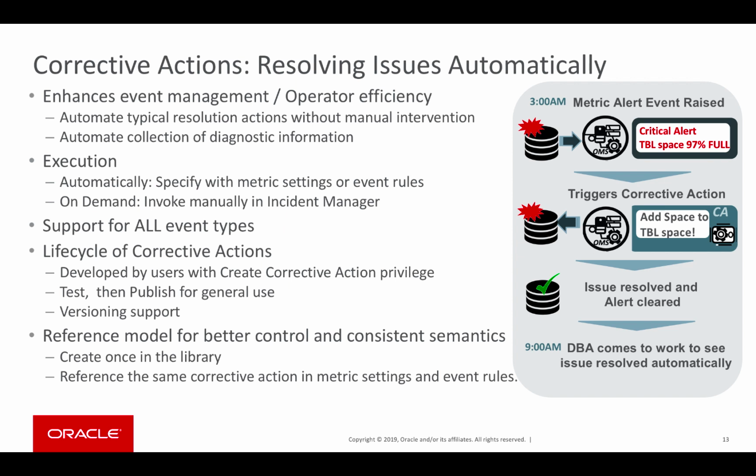So to add more space to the disk, you can write a SQL script, create a job out of it, and configure it to run when the metric threshold is crossed. Similar to that, when EM detects a service is down, you can configure it to run a script to restart the service. Another use case is to collect diagnostic information. For issues that may require investigation, you can run scripts that collect diagnostic logs and report upon crossing the metric threshold. So when DBAs get the ticket, they already have the required information on their desk that they need for the investigation. So that's corrective actions.